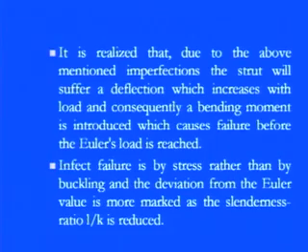But this part is absolutely missing in the Euler theory because it is simply based on certain assumptions. It is realized that due to the above mentioned imperfection, because of the eccentricity, the strut will suffer a deflection which increases with the load, and consequently a bending moment is introduced which causes failure before the Euler load is reached. So we are keeping the crippling load at a particular value, and we are saying that when the load reaches this PE value, buckling can happen, but in a realistic way it always happens before this Euler load.